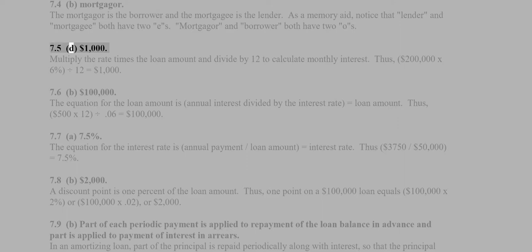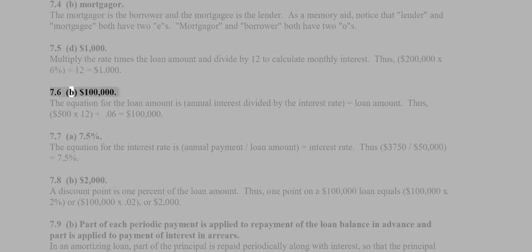7.5 d. $1,000. Multiply the rate times the loan amount and divide by 12 to calculate monthly interest. Thus, $200,000 x 6%, divided by 12 equals $1,000.